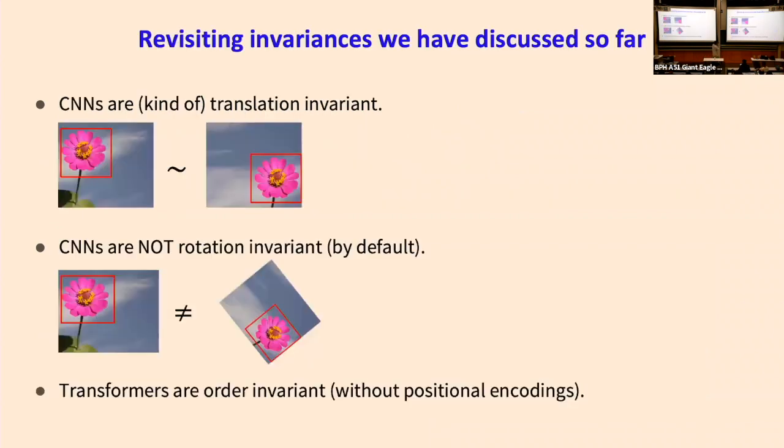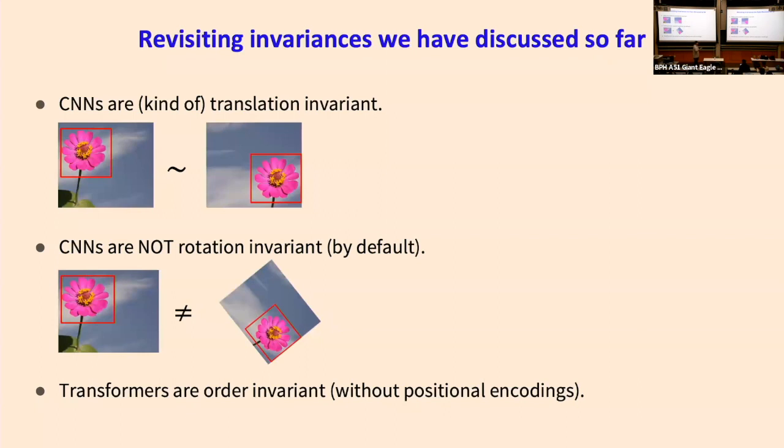Cool. All right, so the kinds of invariances that we've seen. CNNs are kind of translation invariant. They're not mathematically translation invariant, but through the learning process, we learn the kernels such that if what we're looking for is anywhere else in the picture, we will eventually have a signal which says yes, it's there in the picture. CNNs are obviously not rotation invariant by default. We can get to it if we have kernels which are rotated at each point and we learn all of them.